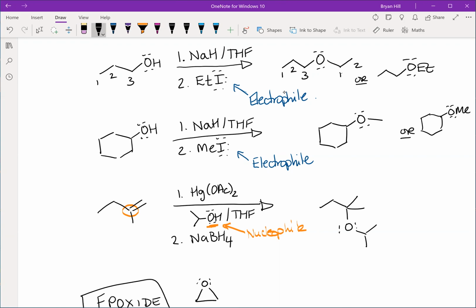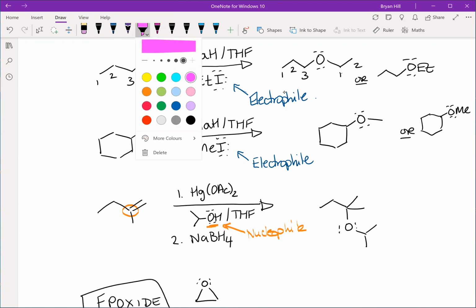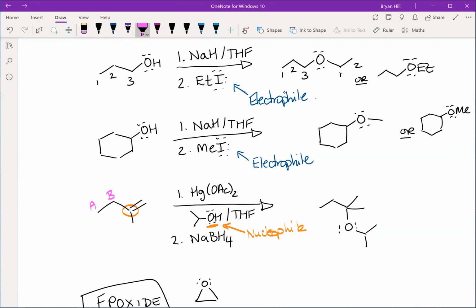So let me label the carbons. Pink. A, B, C, D, E. So the most substituted carbon is bonded to the oxygen. And then the 1, 2, 3. So relatively complex ether, and we're using mercury to make that more substituted carbon the electrophile.